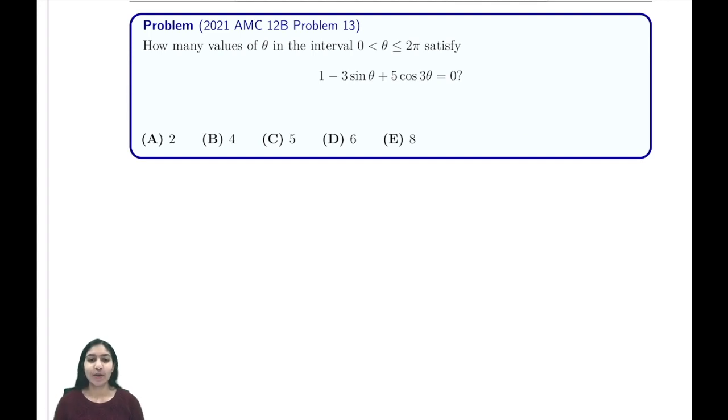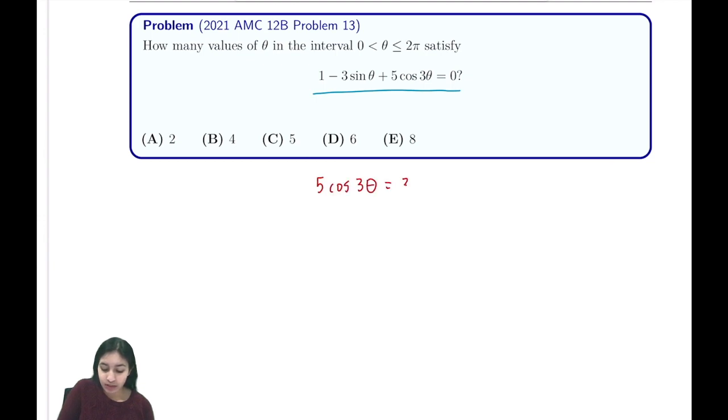Hi everyone, in this video we're going to be going through 2021 AMC 12B problem 13. It says, how many values of theta in the interval 0 to 2 pi satisfy 1 minus 3 sine theta plus 5 cosine 3 theta equals 0? So in this expression, we're going to rearrange it. So we get 5 cosine 3 theta equals 3 sine theta minus 1. We just moved this 1 minus 3 sine theta to the other side.